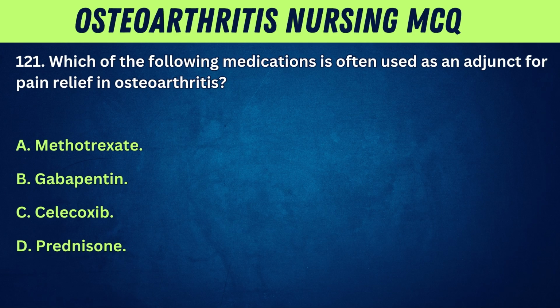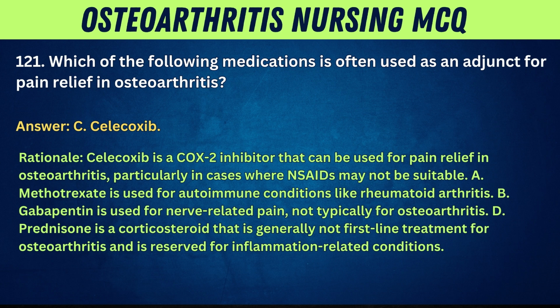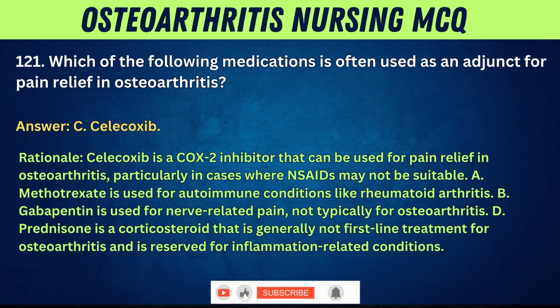121. Which of the following medications is often used as an adjunct for pain relief in osteoarthritis? A. Methotrexate. B. Gabapentin. C. Celecoxib. D. Prednisone. Answer: C. Celecoxib. Rationale: Celecoxib is a COX-2 inhibitor that can be used for pain relief in osteoarthritis, particularly in cases where NSAIDs may not be suitable.